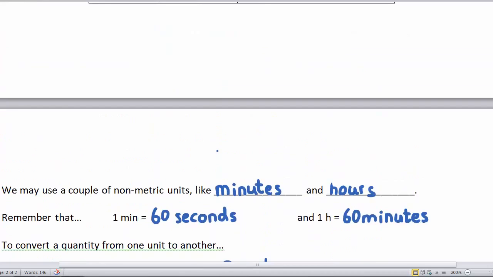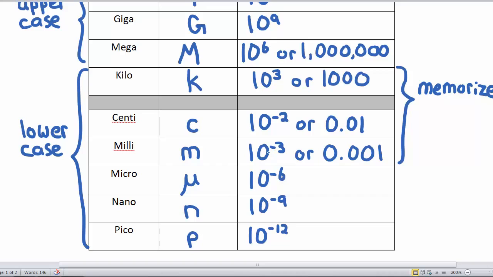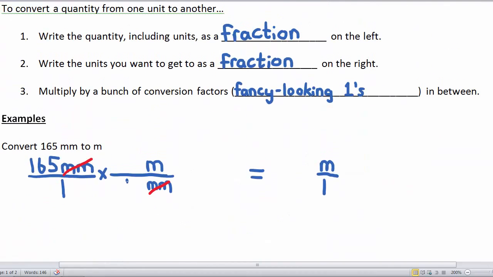If we scroll back to our last page, we can see that milli means 10 to the minus 3. So a millimeter is 10 to the minus 3 meters. These two things, although they don't look it at first, are actually identical to each other. And so this whole expression is just a really fancy looking number 1.